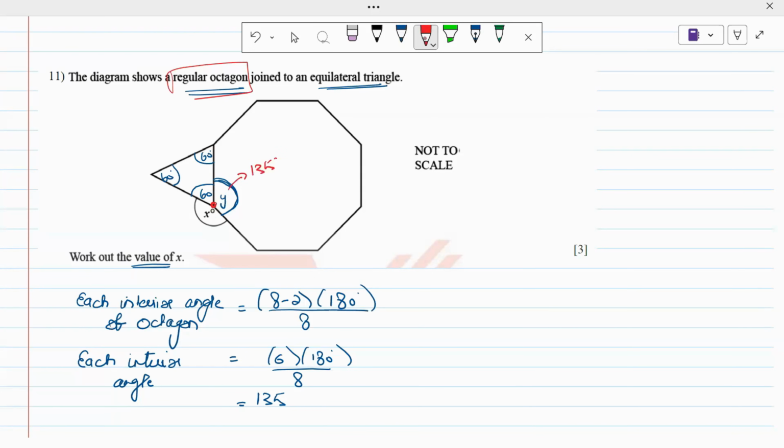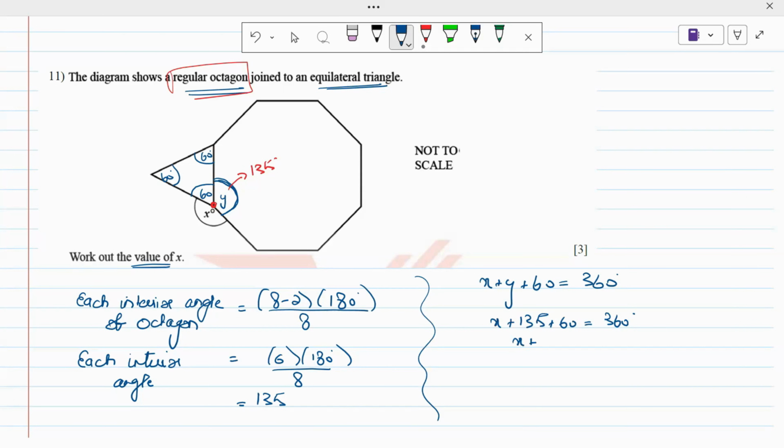And using the property of angles on a single point, they sum up to 360. The angles on a single point, we have three different angles, which are x plus y plus 60. They should all sum up to 360. Y, we have found this as 135. So x plus 135 plus 60 adds up to 360.